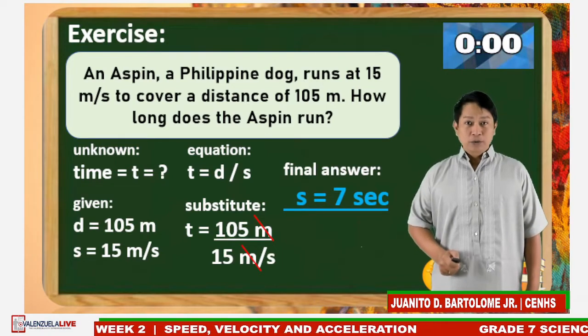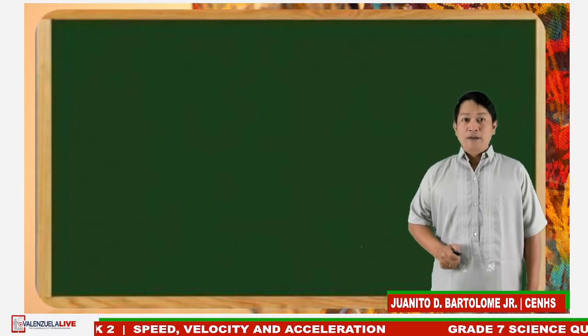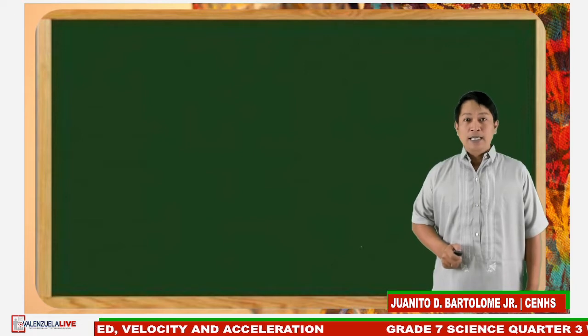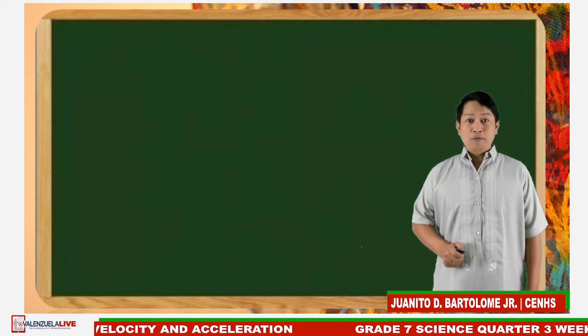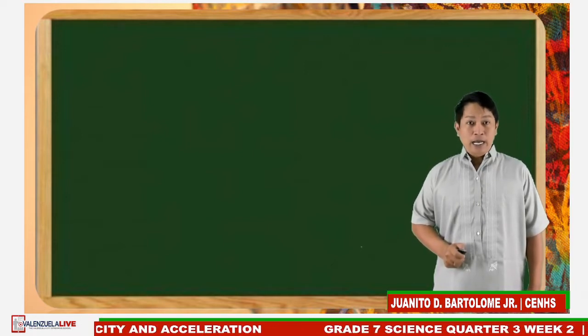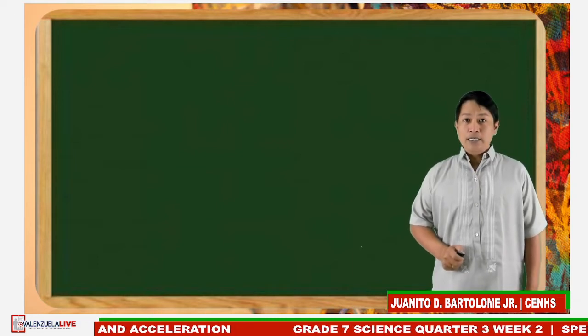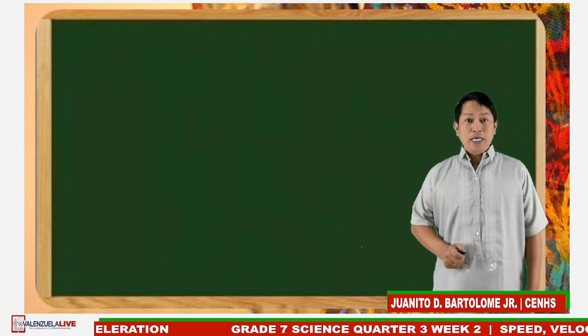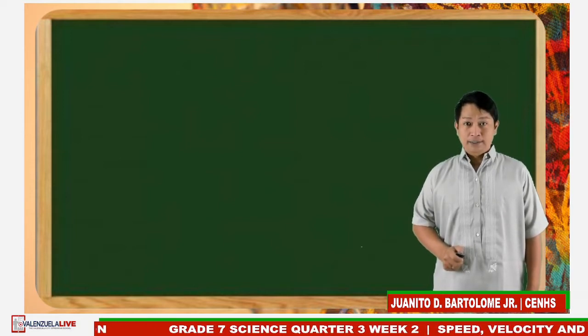In every road, there is a speed limit. For example, in major highways like expressways, the speed limit is 100 kilometers per hour. In minor highways like MacArthur Highway, the speed limit is 60 kilometers per hour. In primary roads, the speed limit is only 40 kilometers per hour.